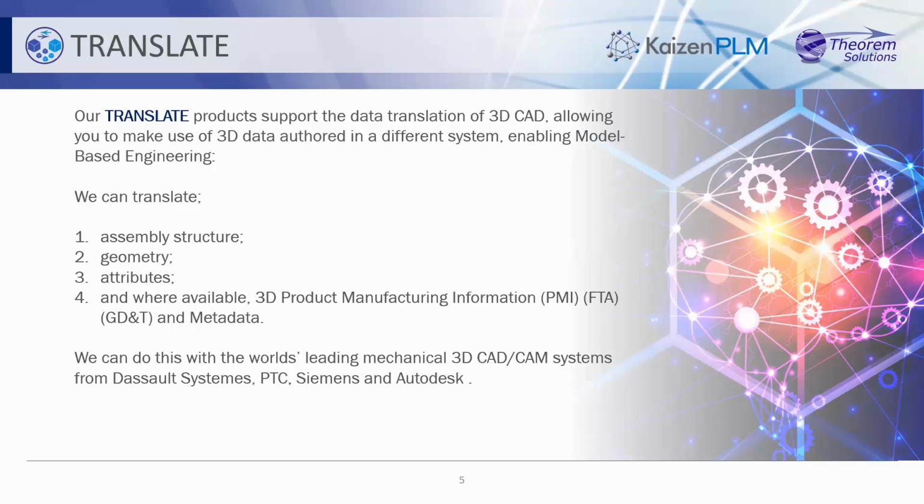Similarly, if you were an NX user and you had a supply chain that had Creo, for example, then you could consume Creo data in your NX suite using one of our direct translators. It translates assembly structure, geometry, attribute, whether that's user-defined or standard, and where available, product manufacturing information, PMI or FTA or GD&T. They're all very much the same or similar. They basically refer to the annotation and the 2D information applied to the 3D model.